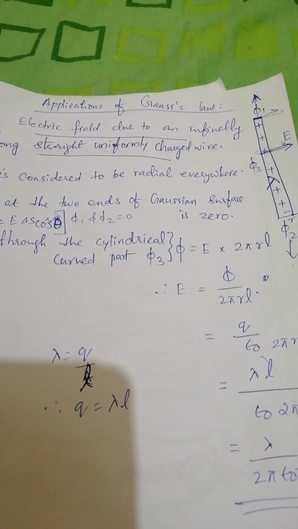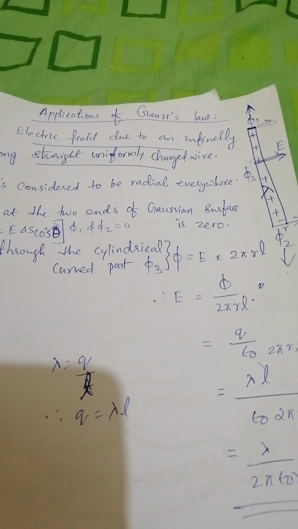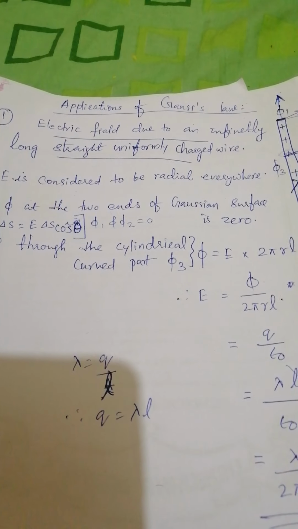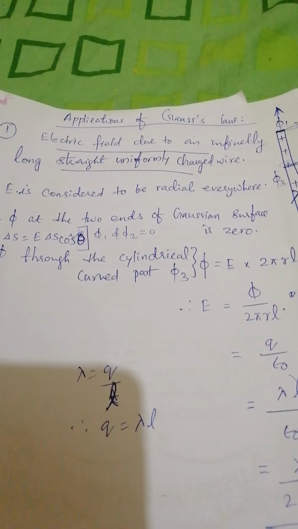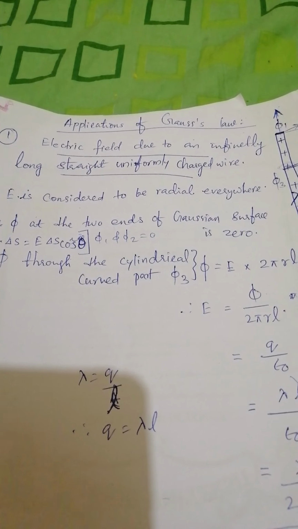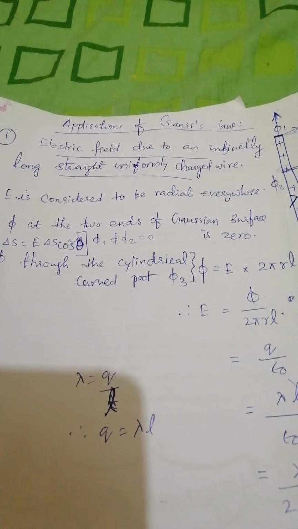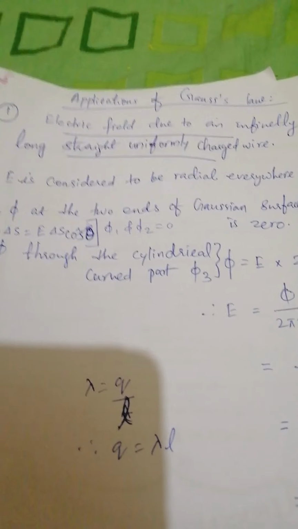Good morning students. In my last video I explained Gauss's law. So what is Gauss's law? Gauss's law means the electric flux through a closed surface is 1 by epsilon 0 times the charge enclosed by the surface. That is, electric flux phi is equal to q divided by epsilon 0. Today I am going to explain the applications of Gauss's law.